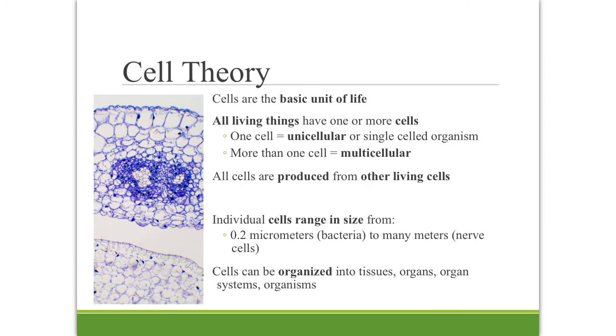As you already know from our discussion of characteristics of life, cells are the basic unit of life. Everything that's alive is made of cells. If something doesn't have cells, it's not living. If you only have one cell, that organism is known as unicellular, or possibly single-celled organism. You do hear both terms being used. And if that organism, that living thing, is made up of more than one cell, we call it multicellular.